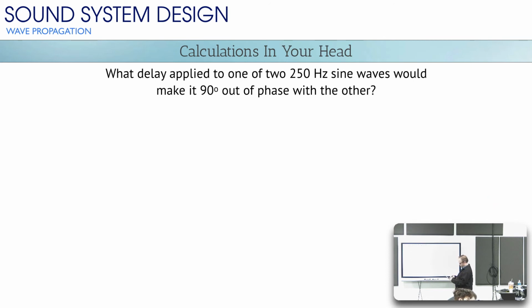Let's just see if we can drive home some of these concepts. So here's a question that you can rack your brain about a little bit. How much delay would I have to apply to one of two 250 hertz sine waves that would make it 90 degrees out of phase with the other one? Can you think about that for a second?